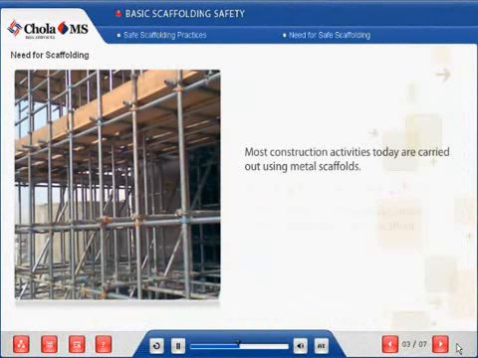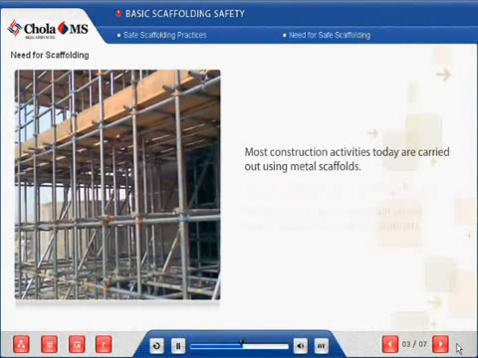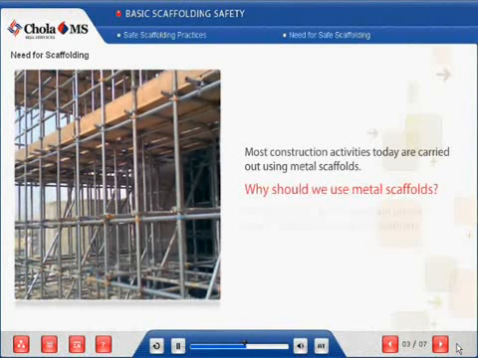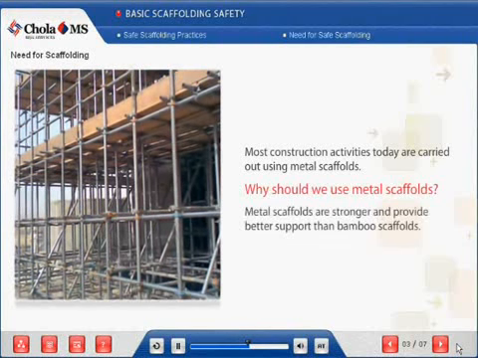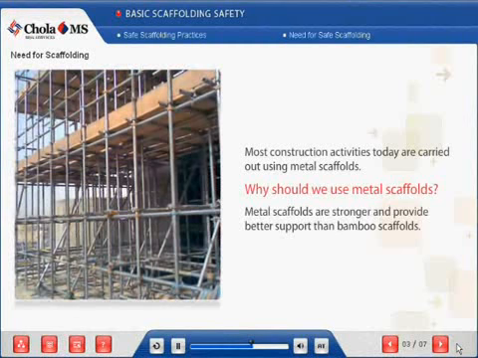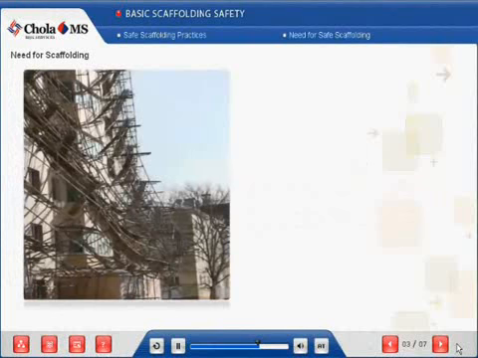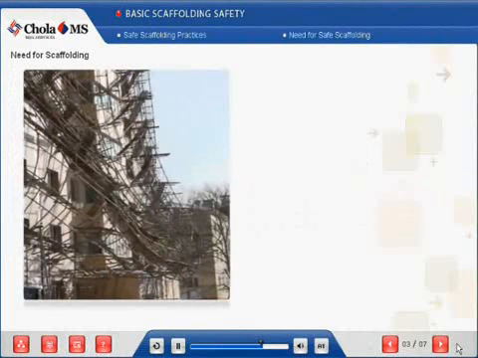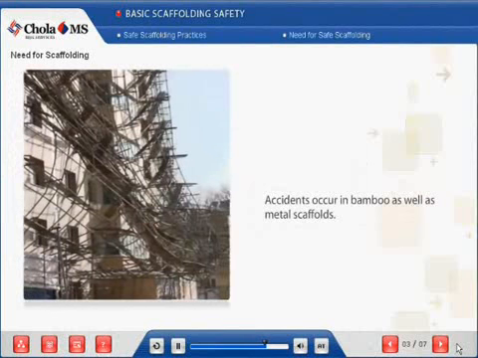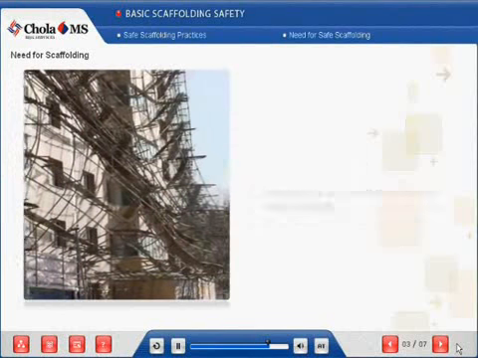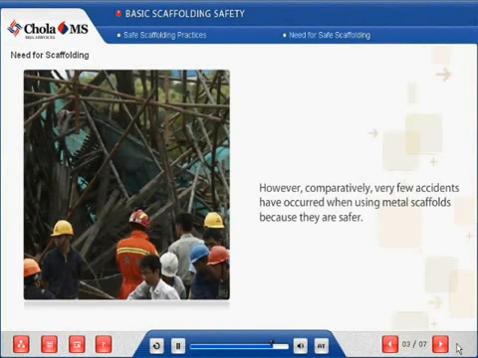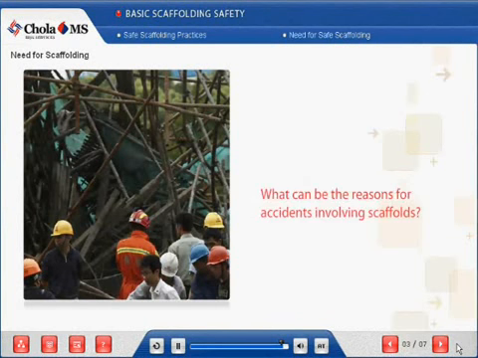Most construction activities today are carried out using metal scaffolds. But why should we use metal scaffolds? Metal scaffolds are stronger and provide better support than bamboo scaffolds. The question that arises is, are all scaffolds safe? Accidents occur in bamboo as well as metal scaffolds. However, comparatively, very few accidents have occurred when using metal scaffolds because they are safer. What can be the reasons for accidents involving scaffolds?